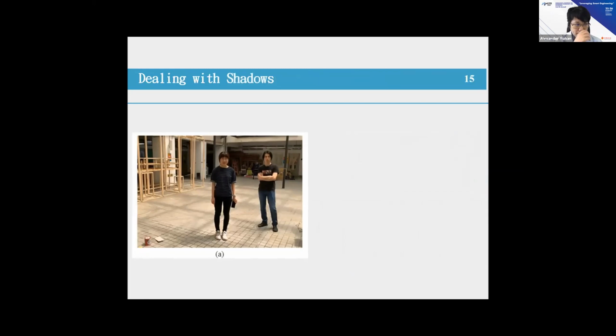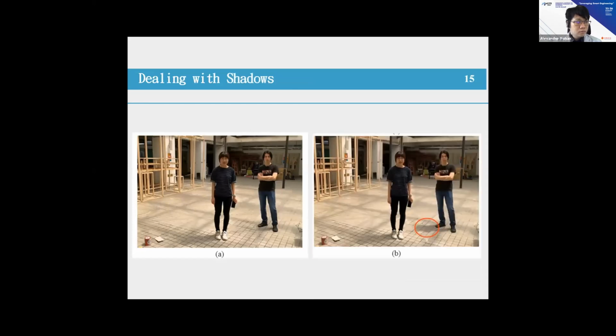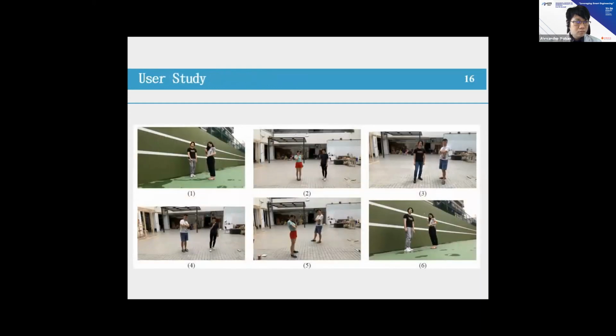For shadows, this is what we can see if we don't consider the shadows, and this is when we consider the shadows. So basically this means that when we try to find a seam to composite two images, we also need to avoid the shadows, so that we can include the shadows during the compositing.